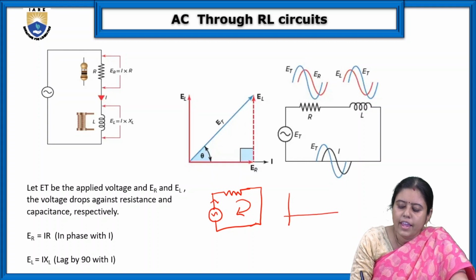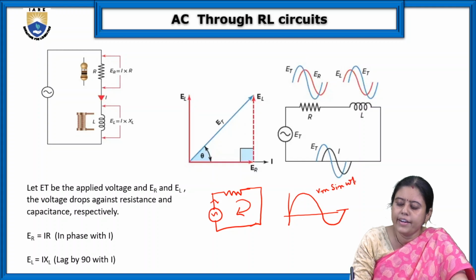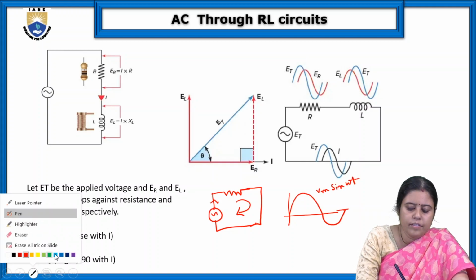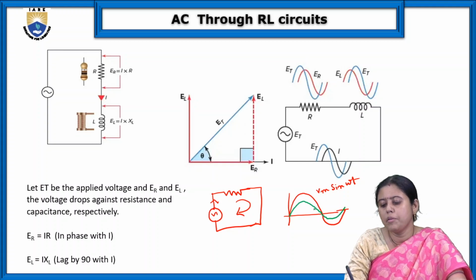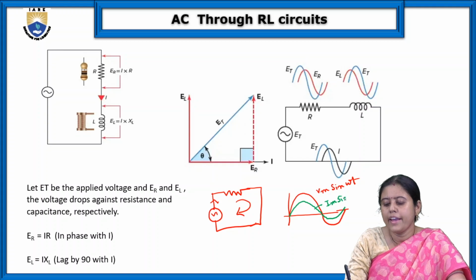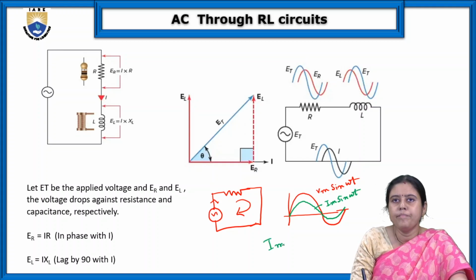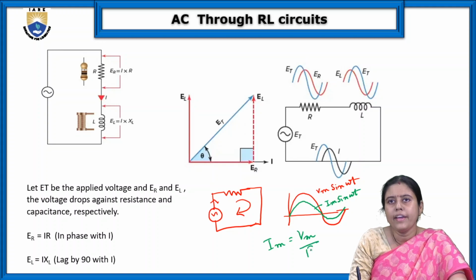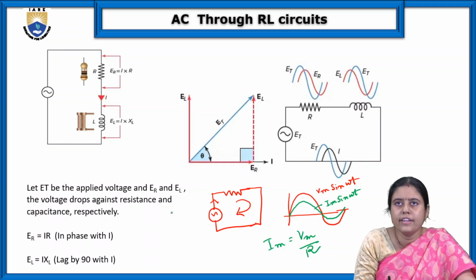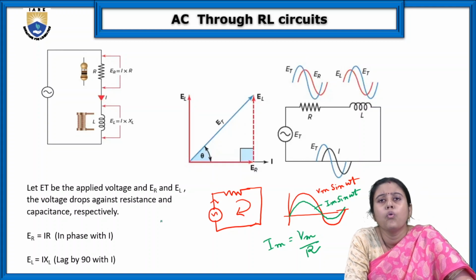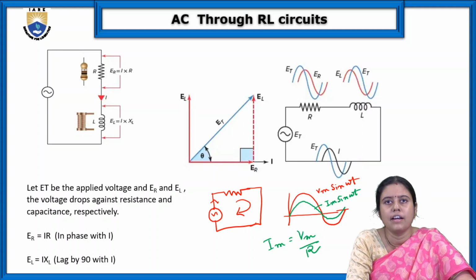What does it mean? If this is the voltage we are giving, the equation is Vm sin omega t, then we can tell that the current will follow the same path, and it will be Im sin omega t, and Im is equal to Vm by R. So this is a simple circuit, and if we want to draw the phasor diagram, what is a phasor diagram? That also I have discussed earlier.